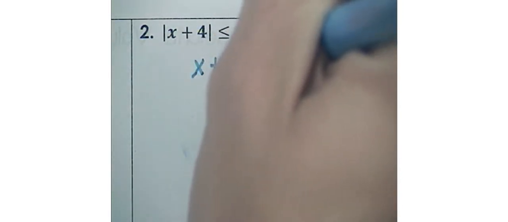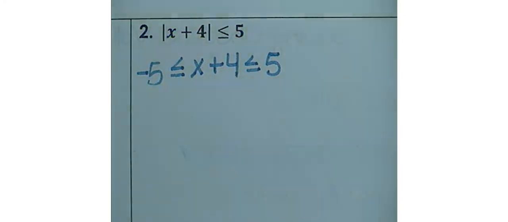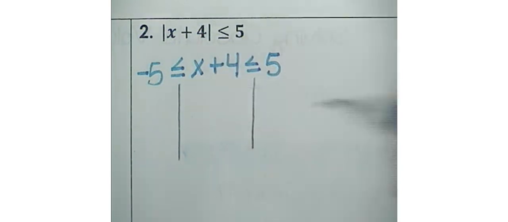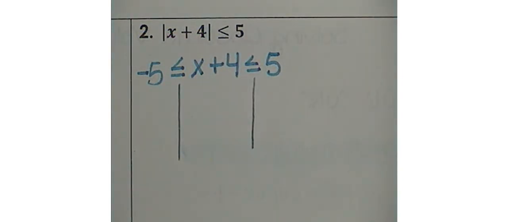So I'm going to drop my absolute value bars. If I have a positive 5 over here I'm going to write a negative 5. And then plug in my sign that faces the same direction. And I'm going to solve this working from the inside out. And when I'm done, I'm going to graph.